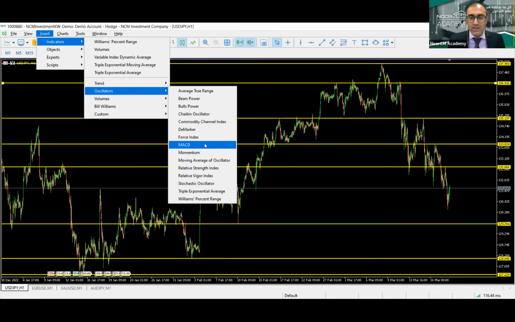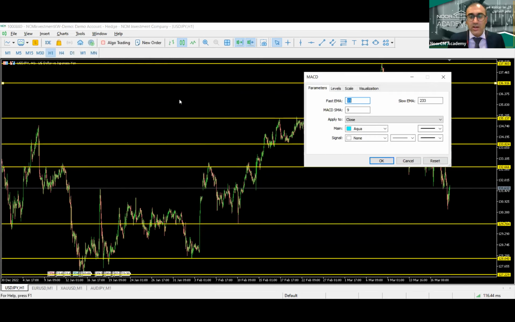So you go to MACD, and here there are 2 changes that you may have to do. Parameters: you've got a 55 setting here. Slow EMA is 233. MACD is 9. Signal is going to be set to none. It's not going to have a color. This is your step number 1.